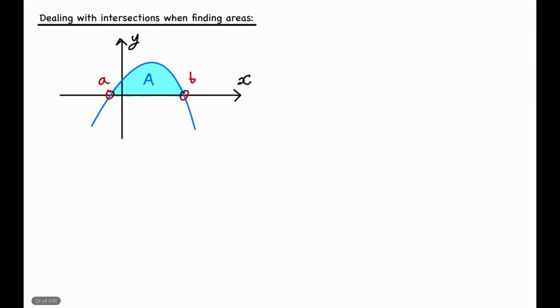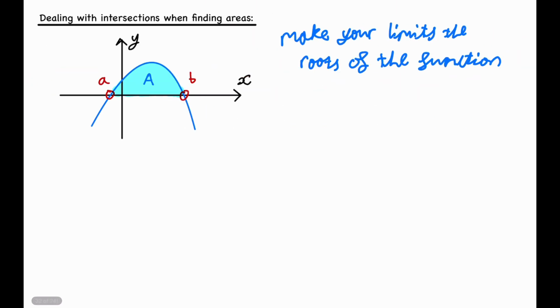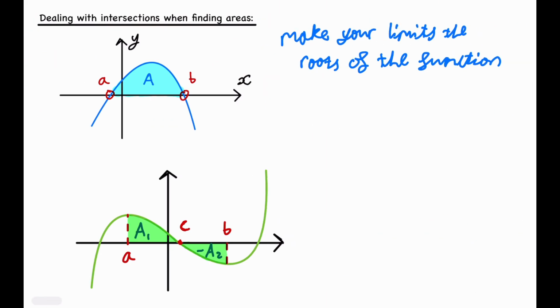So now let's move on to dealing with intersections when finding areas. The previous example that we just did is when you have no intersections between the points. So say you have a graph that looks something like this, and it intersects between A and B, and you're trying to find the area in between. In this case, you have to make your limits the root of the function. So remember the limits that we had before, your A and your B, you would have to find the intersection with the x-axis and substitute your limits into the integration as the intersection. And then we would have another example where you have an intersection.